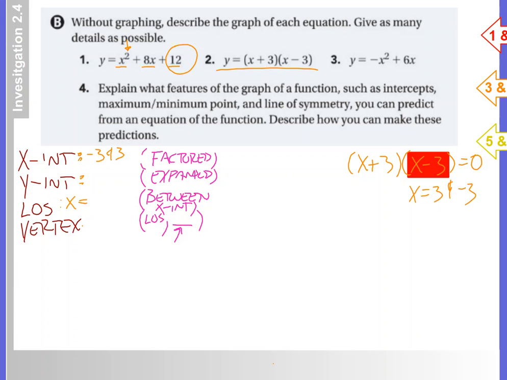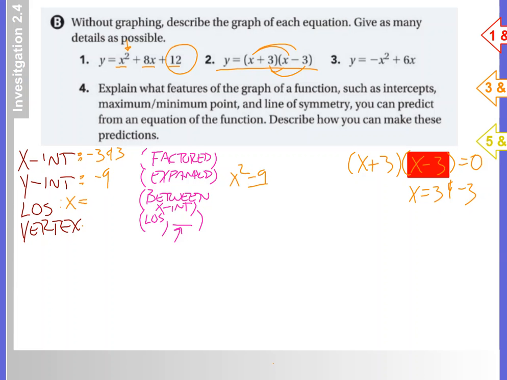All right, so for my y-intercept, I need the expanded form. So let's multiply that. Oh, wait a second, this is a difference of squares. And I know in a difference of squares, the linear term is going to cancel out. I'm going to get 3x minus 3x, which is 0. So my expanded form is just going to be x squared minus 9. So there we go. Here's my constant term.